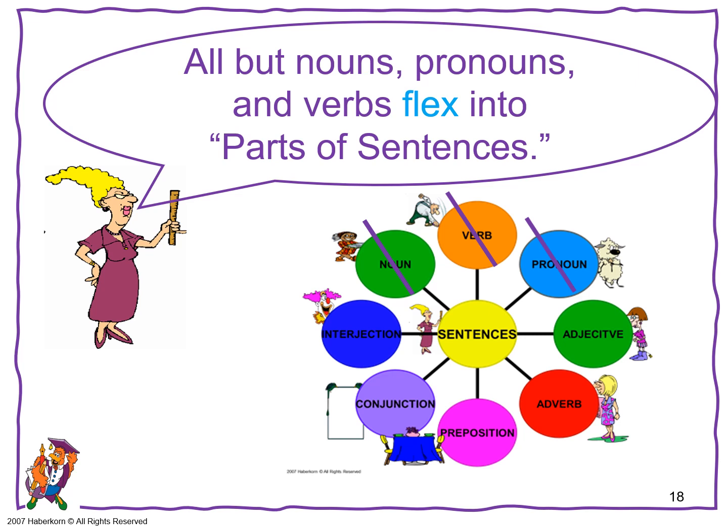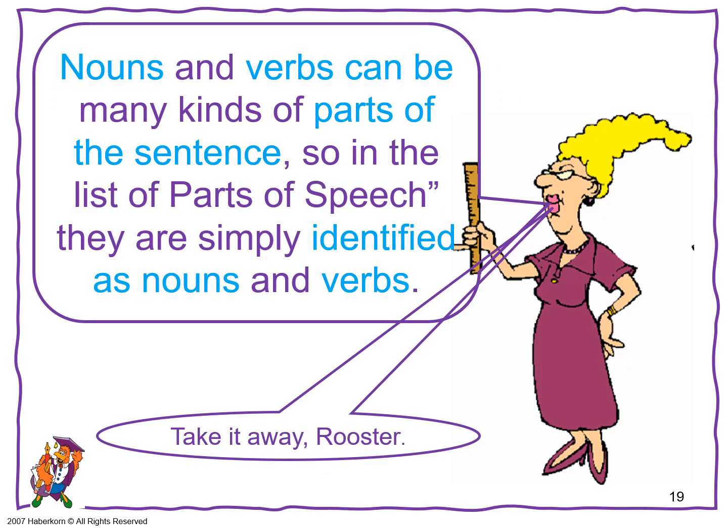This is a bit of detail that's not necessarily critical in early lessons, and it will be far less painful than lessons you may have suffered through earlier. Nouns and verbs can be many kinds of parts of a sentence. So, in the list of parts of speech, they are simply identified as nouns and verbs.